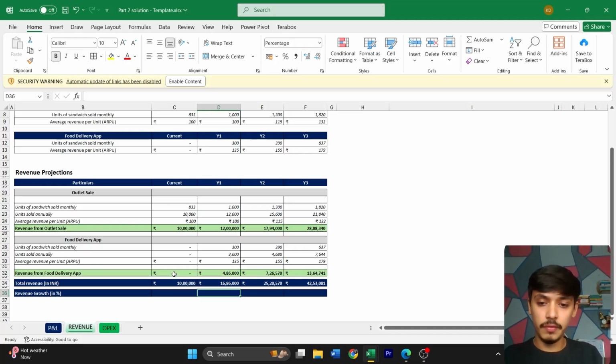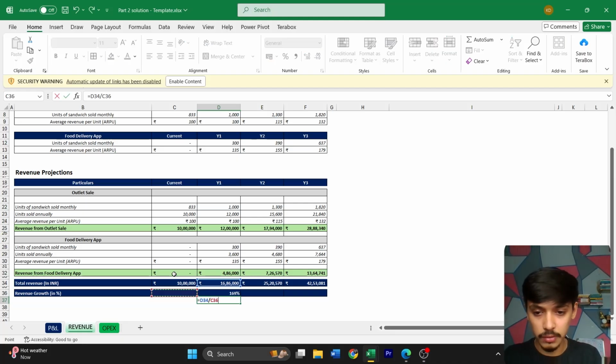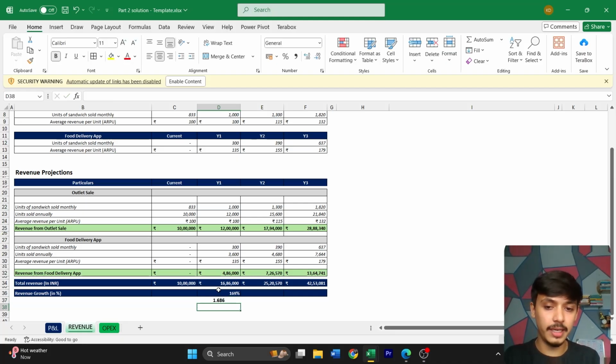For year one we will calculate the revenue growth as current year number divided by the previous year number, and make it a percentage. Here we have already plugged in the percentage part, but by default it will be in number. If I show you this divided by this, this is what you will get as a number. You have to go into this and select percentage. So that way you got 168%. You can then shorten the decimals, and 169% is your revenue growth.